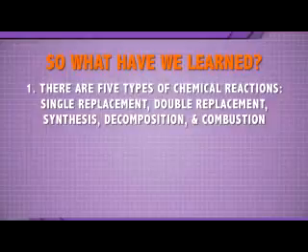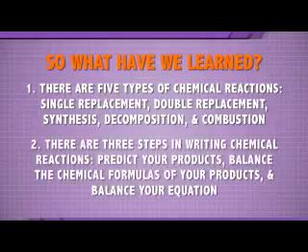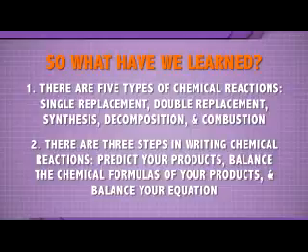So what have we learned? There are 5 types of chemical reactions: single replacement, double replacement, synthesis, decomposition, and combustion. There are 3 steps in writing chemical reactions: predict your products, balance the chemical formulas of your products, and balance your equation.